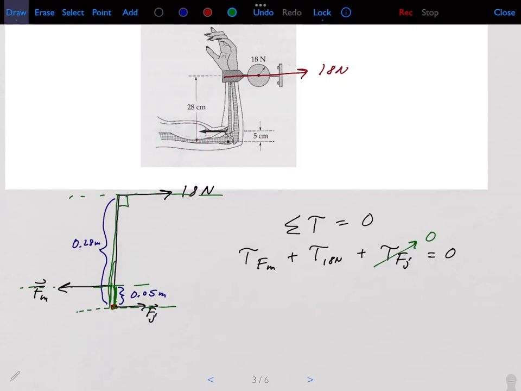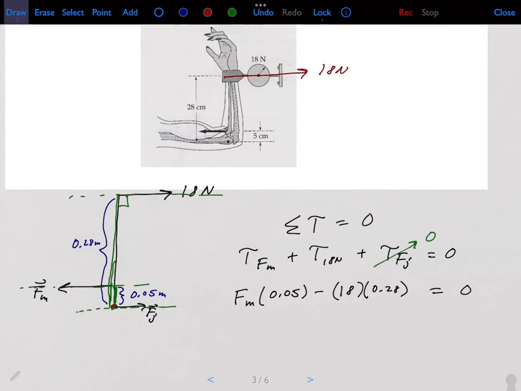That's the perpendicular distance. So the torque due to the muscle force is going to be the muscle force times the moment arm, 0.05. And if that were the only force acting, how would it rotate the arm about this elbow joint? It'd rotate it counterclockwise, so that's going to be positive. And then I have the 18 newton force times its moment arm, which is 0.28. And that one, if it were the only force acting, would rotate everything clockwise, so that's going to be negative. And that's got to equal 0.